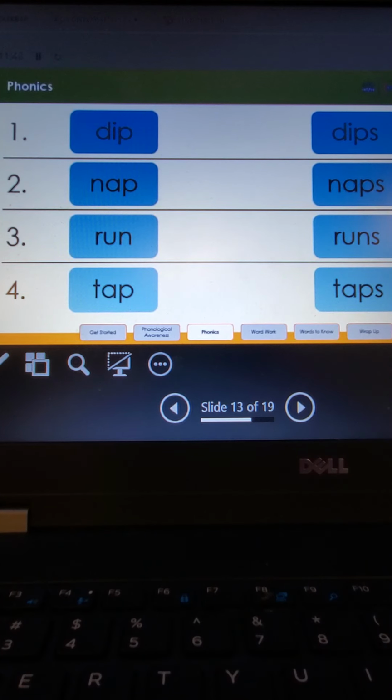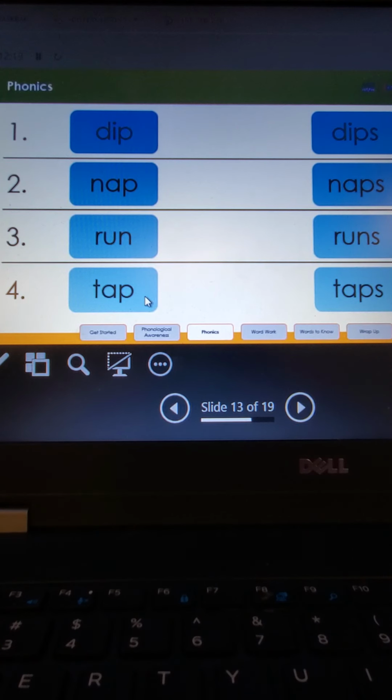All right, let's do the next one. Number 2, nap, naps. Ryan naps on the couch. Number 3, run. If you add the S, runs. Anna runs in the playground. Runs.